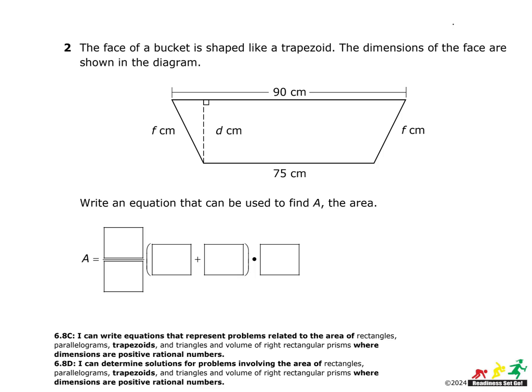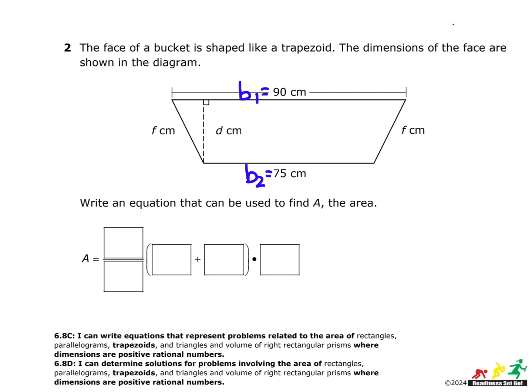All right, number 2. The face of a bucket is shaped like a trapezoid. The dimensions of the face are shown in the diagram. All right, so I'm looking at the numbers. I'm given 2 numbers, 90 and 75. So I'm going to go ahead and label those because those are my bases, because they are the parallel sides. So I'm going to say base 1 and base 2. And I'm looking for height.